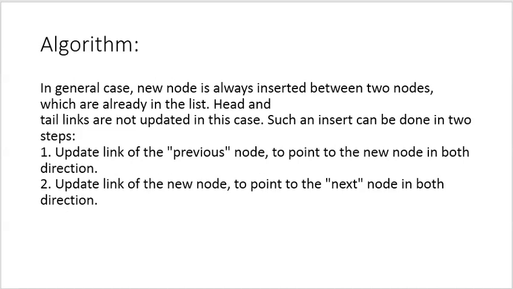Generally, a new node is always inserted between two nodes which are already in the list, between head and tail. Head and tail links are not updated in this case. Such an insert can be done in 2 steps. Update the link of the previous node to point to the new node in both directions. Update the link of the new node to point to the next node in both directions. So here are the different cases when you have to insert a node.